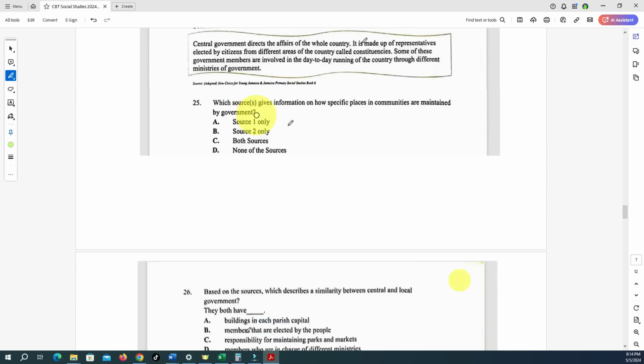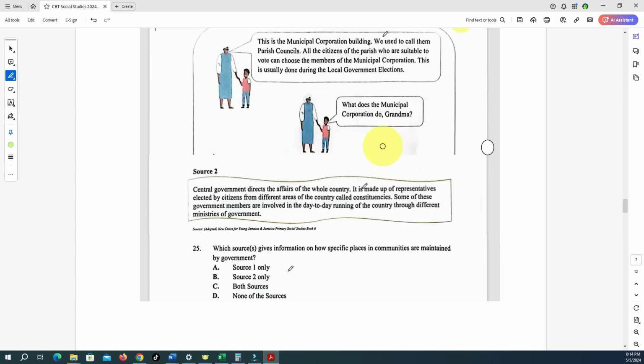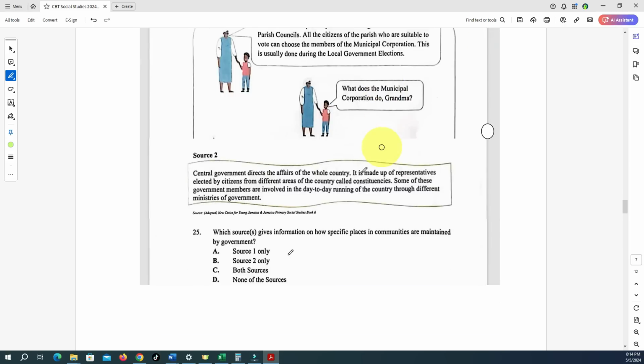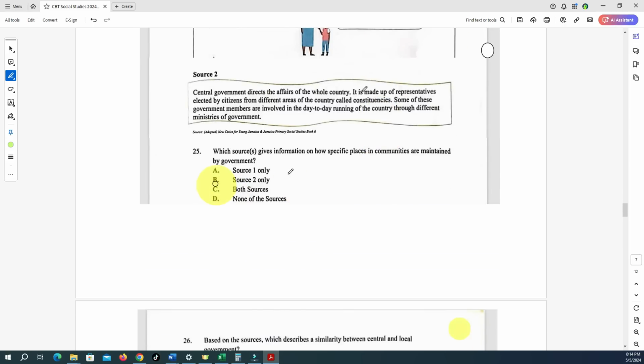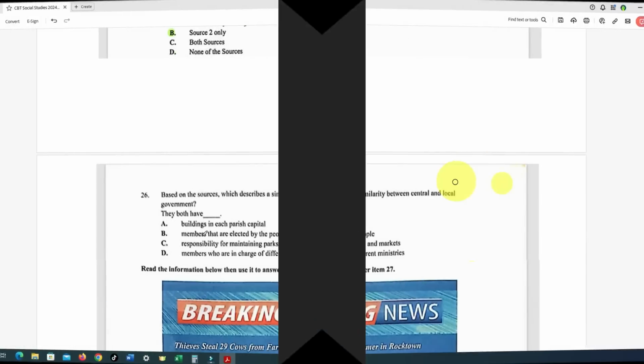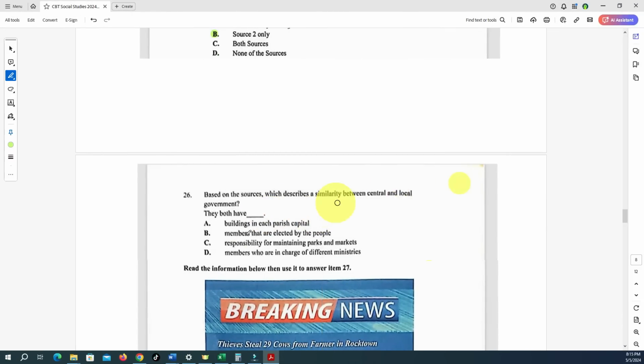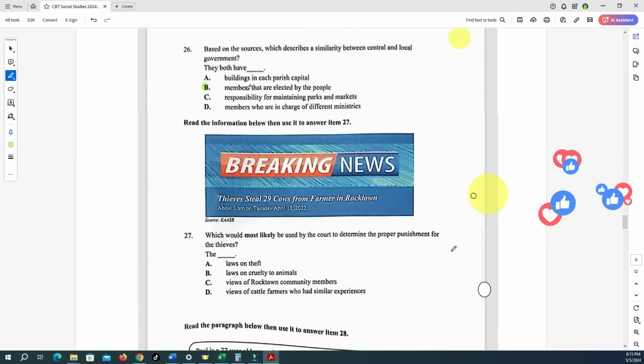Okay, so 25. Which source gives information on how specific places in communities are maintained by government? I would say it's source 2 only. Alright. Based on the sources, which describes a similarity between central and local government? They both have members that are elected by the people. I would say that it would be B, elected by the people.